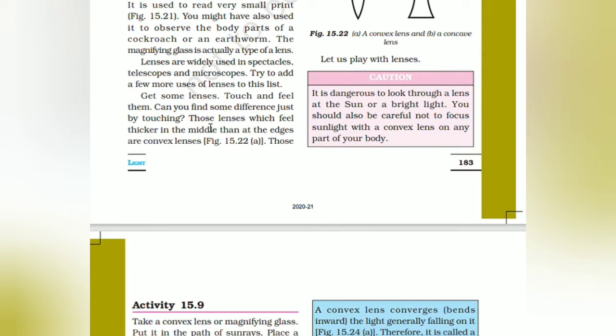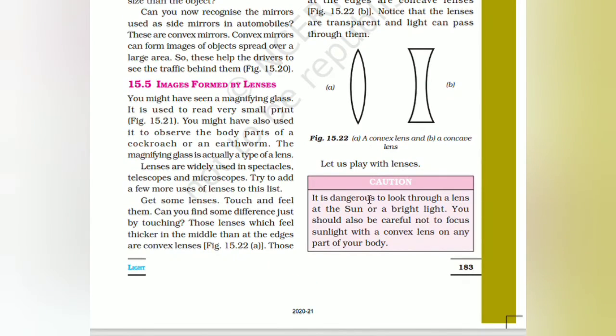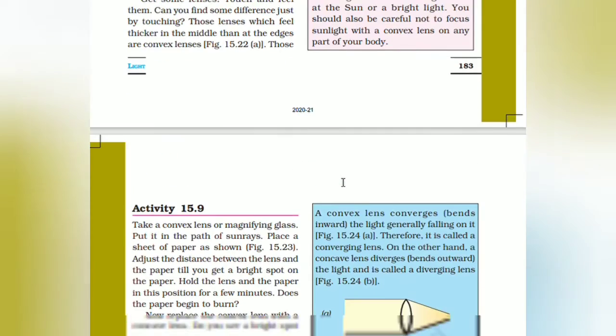Touch and feel them. Those lenses which feel thicker in the middle than at the edges are called convex lenses. Those which feel thinner in the middle than at the edges are concave lenses. It is dangerous to look through the lens at the sun or a bright light. You should also be careful not to focus sunlight with a convex lens on any part of your body.